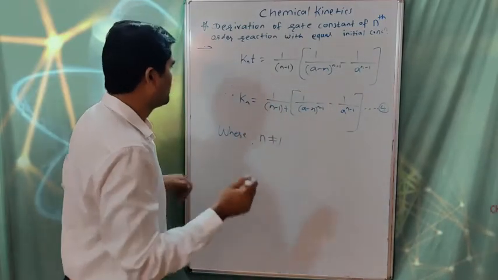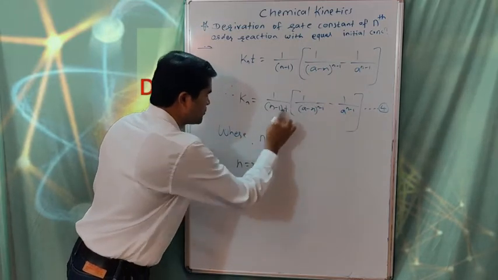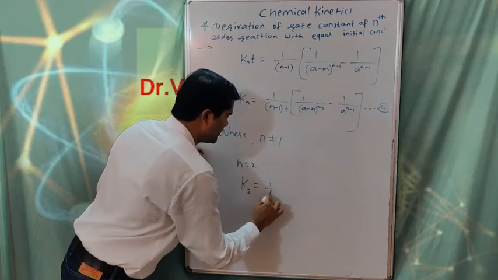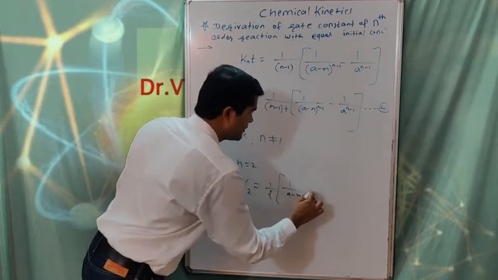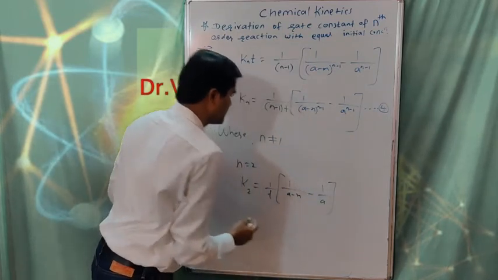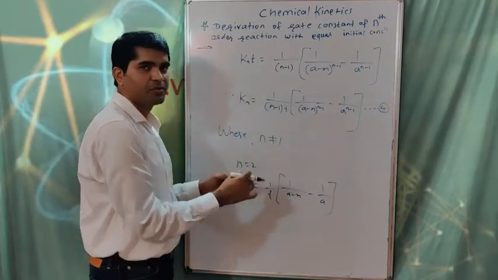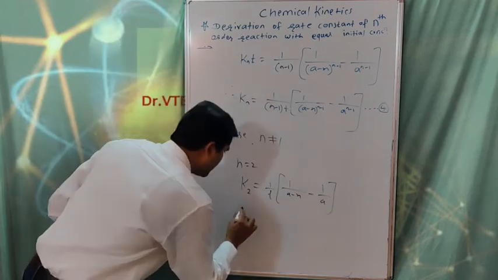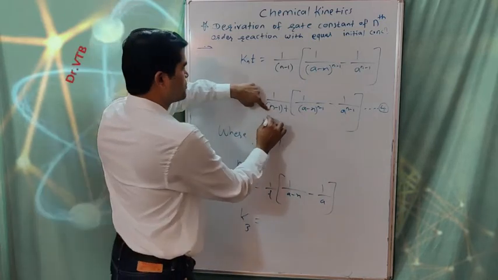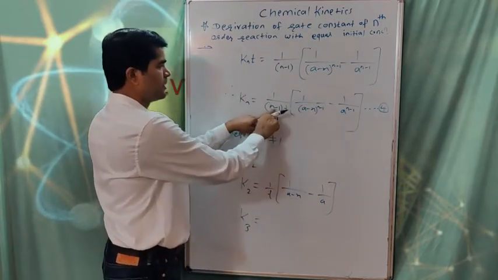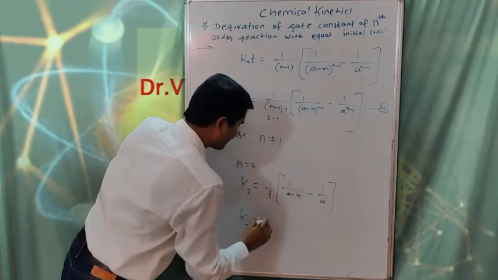In this equation if you put n equal to 2, second order, you are getting K2 is equal to, 2 minus 1 is 1, so 1 upon t into 1 upon (a minus x), 2 minus 1 is 1, minus 1 upon a. So this is the rate constant of a second order reaction. We have derived this equation with equal initial concentration. Then if you want to remember the third order reaction, just put here 3. So 3 minus 1 will be 2. So that means instead of n minus 1, you have to put here 2, here 2, here 2. Then that will be the third order reaction.